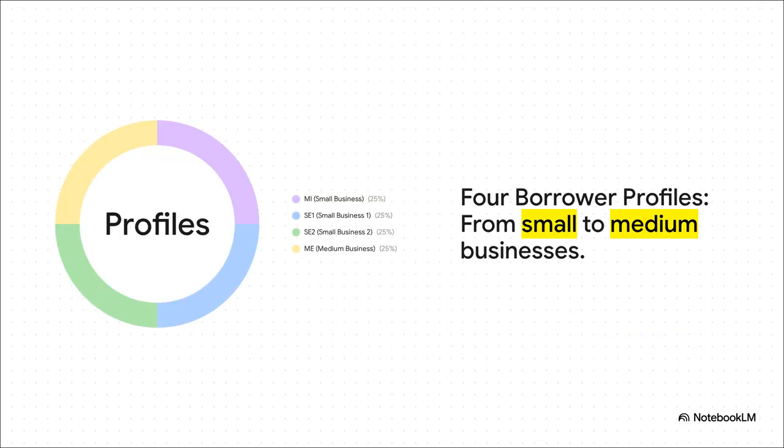And this is what that gives us, our 4 main borrower profiles. The data itself showed these natural groupings. The analysts just gave them labels: MI, SE1 and SE2 for different kinds of small businesses, and then ME for the medium-sized ones. The critical thing to remember is that the model assumes each of these groups is going to behave a little differently when it comes to their finances.